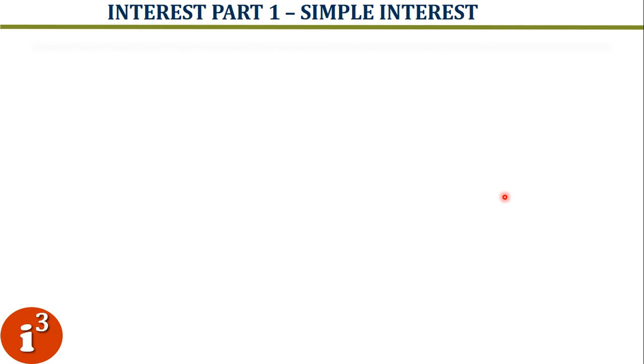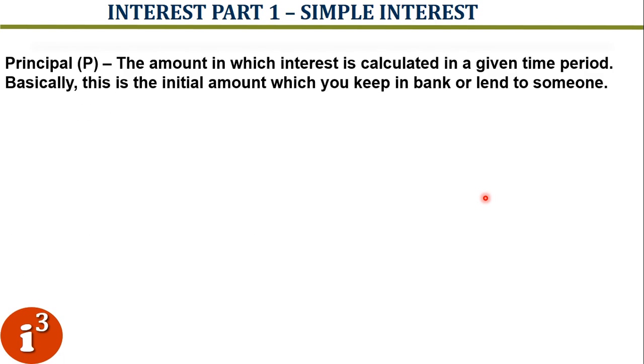Before starting, let's understand a few basic definitions which we will require throughout this concept. Principal. It is denoted by P. It is the amount on which interest is calculated in a given time period. That is the amount that you keep in a bank or lend to someone, on which the interest will be calculated. You can take this as the initial amount with which you start, or the amount on which you operate the interest.